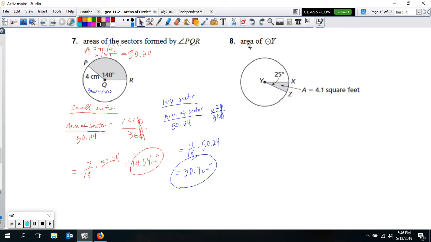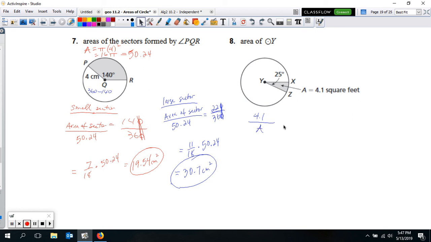This one says find the area of circle Y, the area of the whole thing. Now it does tell us the area of the sector right there. It says it's 4.1 square feet for this little sector. It tells us that our central angle in here is 25 degrees. So it tells us that the arc between X and Z is also 25 degrees. So as we start to think about what this will be, the sector, the part we know, is 4.1. The whole thing we don't know. We don't know the area. So that's what we're looking for.